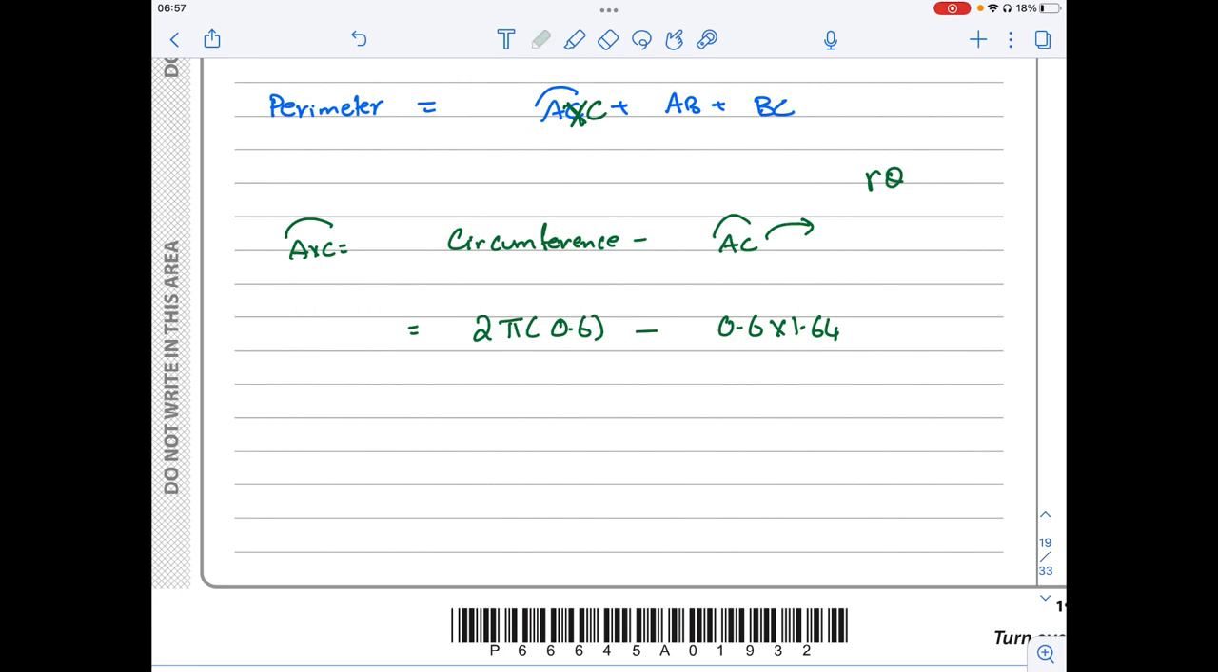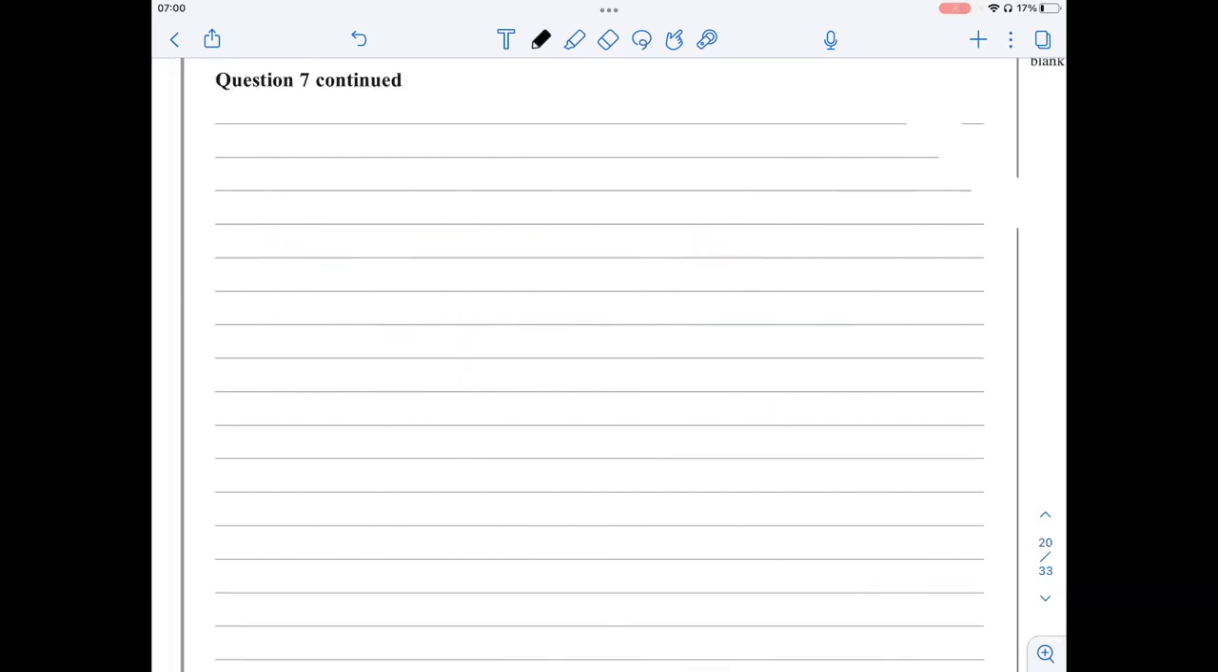So the total perimeter is now: perimeter equals 2 pi times 0.6 minus 0.6 times 1.64 plus 1.4 plus 1.4, which is 2.8. Simplify that, you should get 5.6 centimeters.